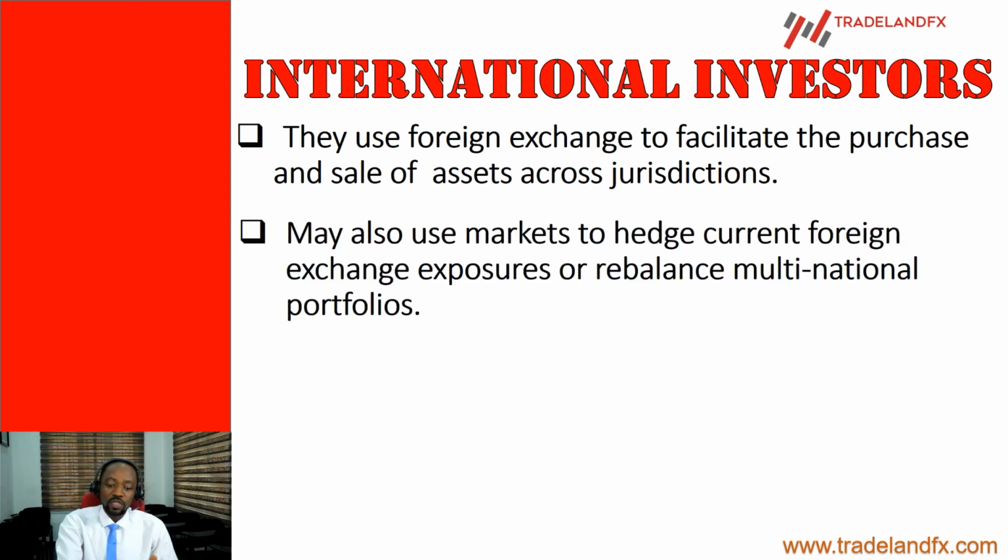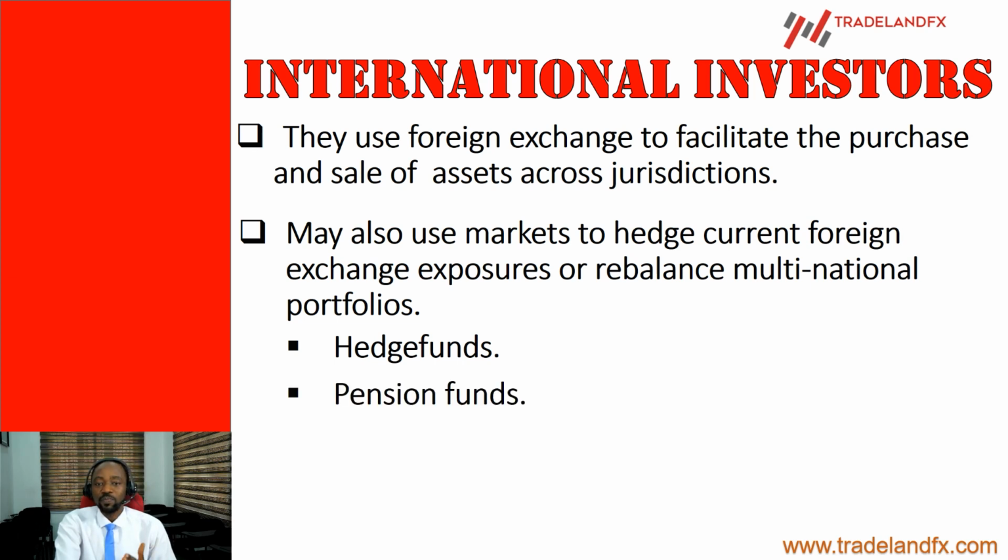Okay, they may use the market to hedge current foreign exchange exposures or rebalance multinational portfolios. What does this mean? Okay, somebody in Japan wants to buy a product in the US, of course, they have to hedge their position. They have interest rate risks. So interest rate risks means you have to find a way to curb that risk. Of course, you have to hedge it. Yes, so they do that. All right. We also have people like the hedge funds help them to do those kind of things.